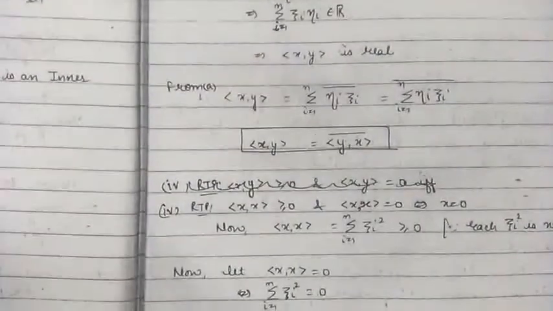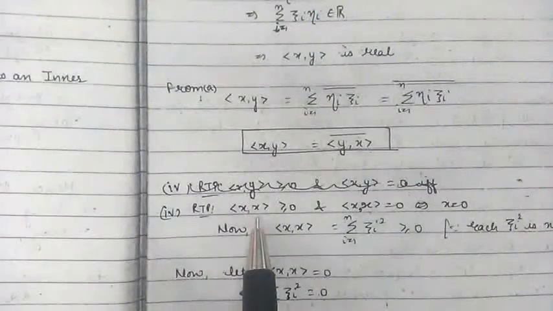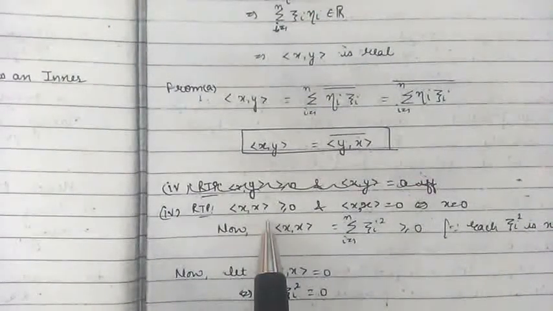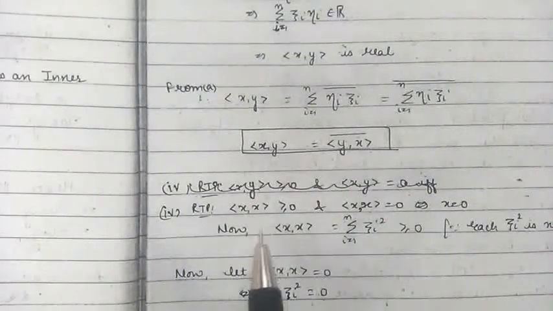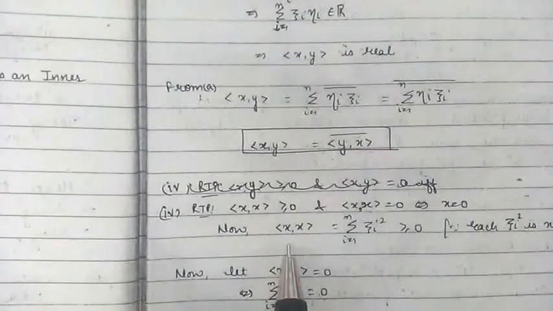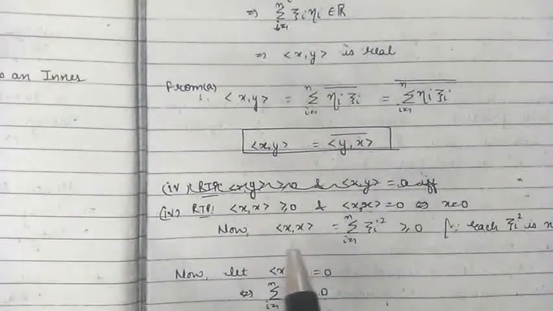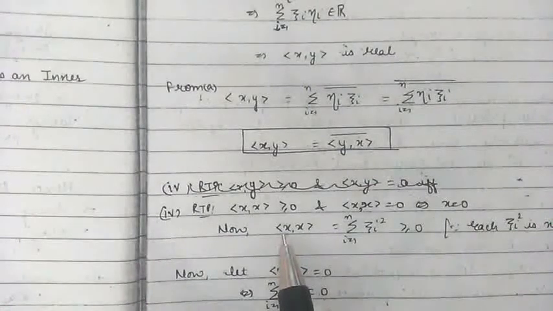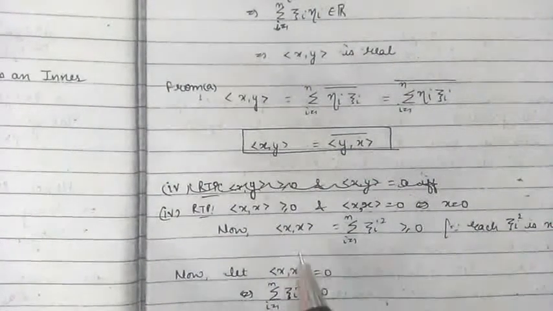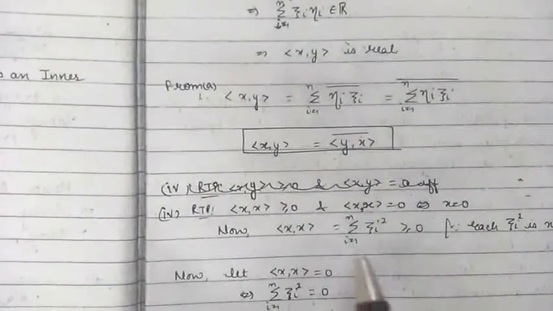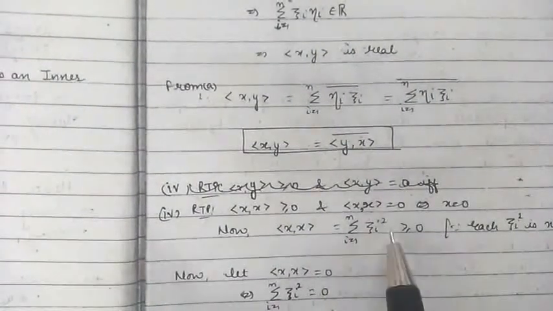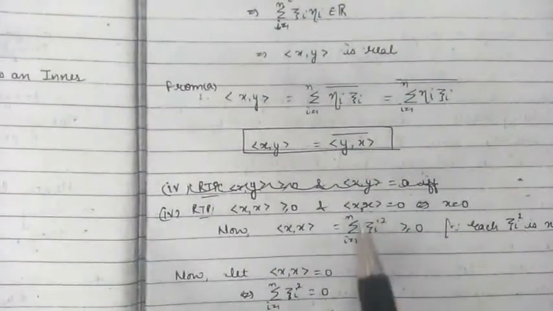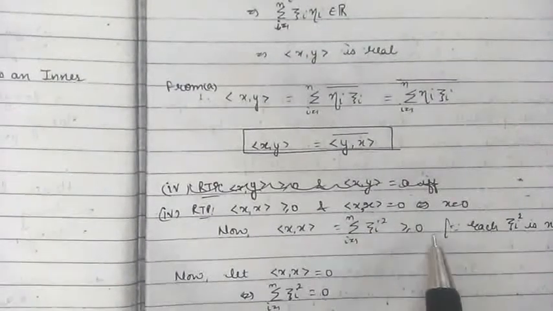Now the next property, the fourth property: the inner product is non-negative, and the inner product is 0 if and only if the element itself is 0. Now consider the inner product of x with x. By definition, that will be the sum of the product of coordinates of x with itself. The coordinates of x are xi1, xi2, xi3 up to xi n. So the inner product of x with x will be the summation of xi squared. Now because xi squared are non-negative quantities, this will be greater than or equal to 0.